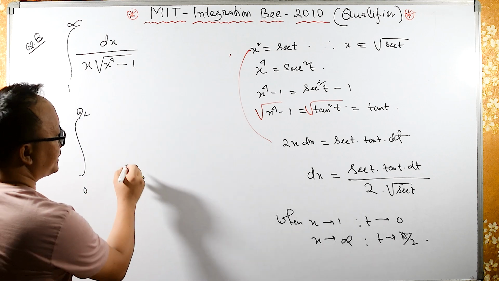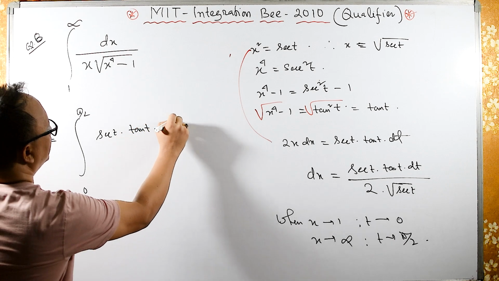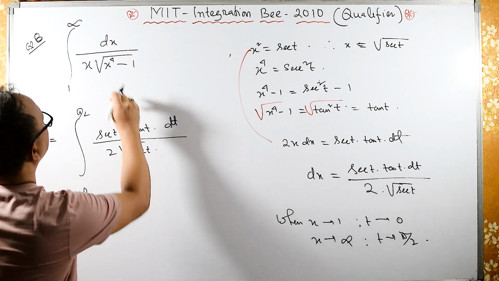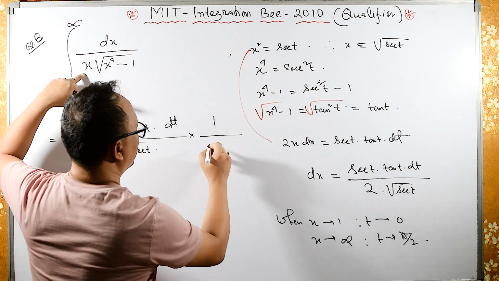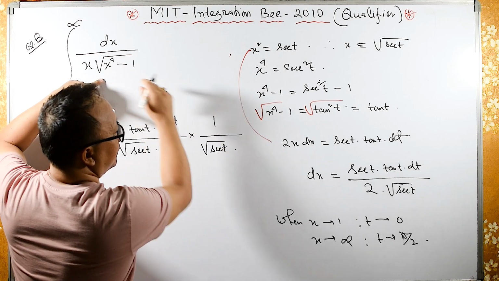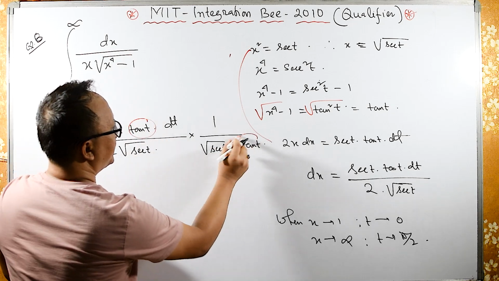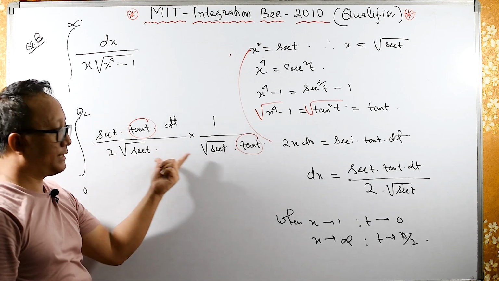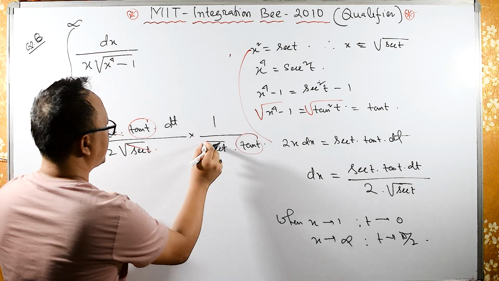And what is dx? dx is sec t tan t dt upon 2 square root of sec t. This is my dx, into 1 upon x, where x is the square root of sec t, into tan t. So this tan t and this tan t get cancelled. The square root of sec t into the square root of sec t is sec t. This sec t and this 2 get cancelled.